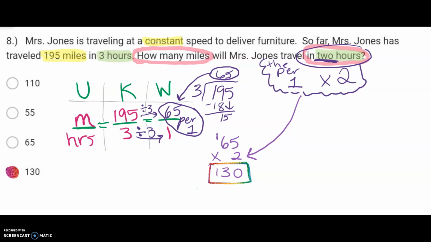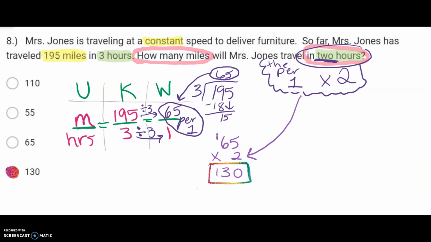So let's find the per 1 first. That's our step 1. So using our chart, I found the pattern of 3 divided by 3 gave me the 1 as my denominator. So on my numerator, I followed the same pattern with miles, 195 divided by 3. Well, off to the side, I worked it out, much like you would on your paper. On the side, you would work out that little part. And 195 divided by 3 gave us 65. And then I put a little note that that's the 65 per 1.